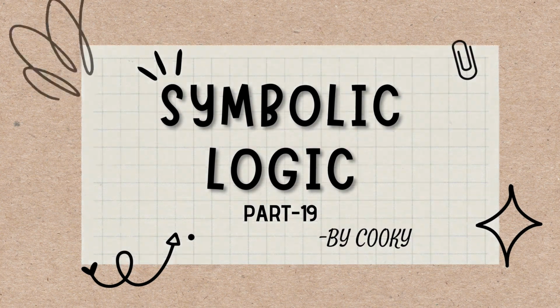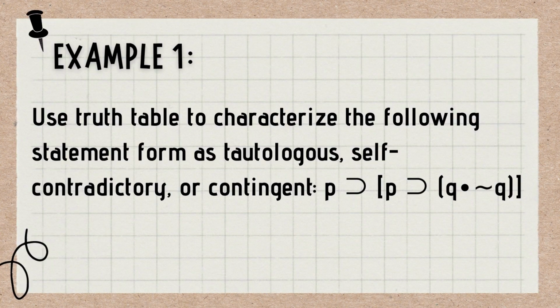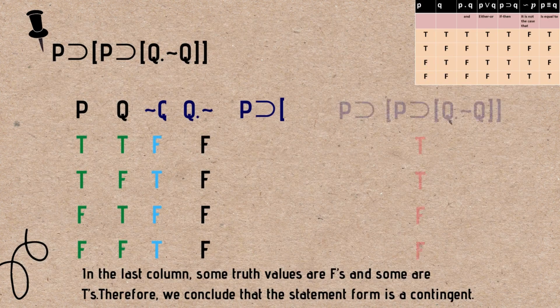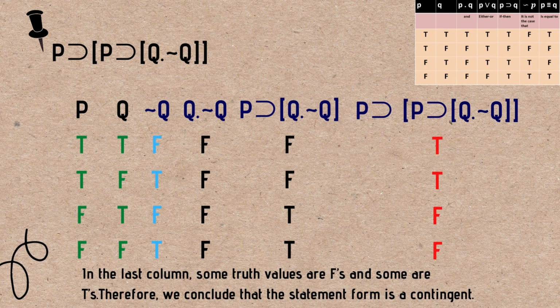So take a look at example one. What they ask is: use a truth table to characterize the following statement form as tautologous, self-contradictory, or contingent. So what we have is a statement: P material implication, Q conjunction, negation Q. As you can see in the truth table at the top right of the screen, we will have the unique consistent values for P and Q as TT, TF, FT, and FF.